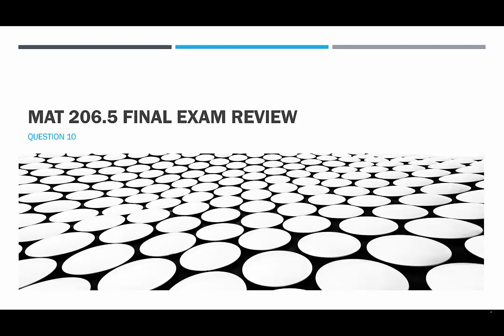In this video, we are going to go over question 10 of the Math 2 of 6.5 Final Exam Review. It asks us to use synthetic division to find all real solutions of x cubed minus 19x minus 30 equals 0. Notice that this is a cubic function and we are missing a variable term.